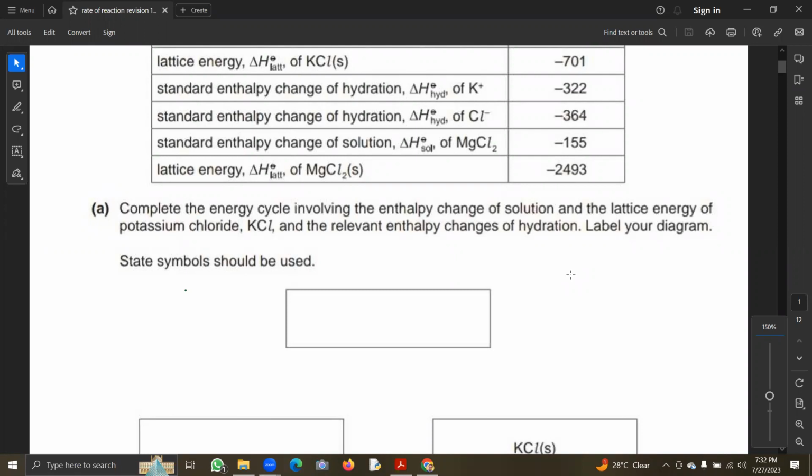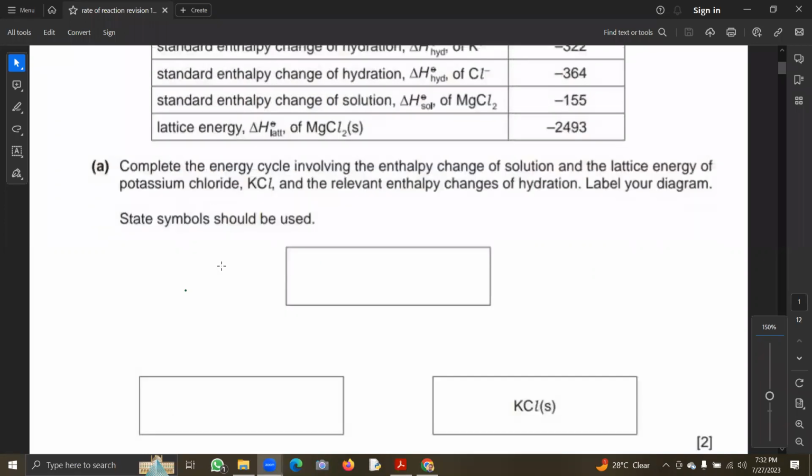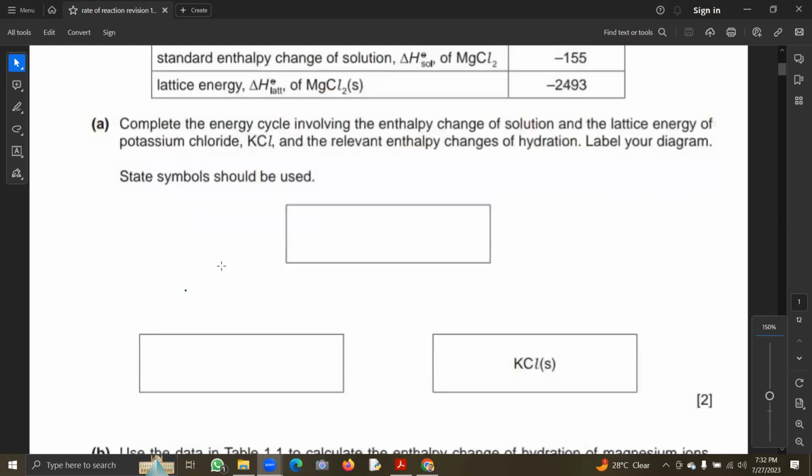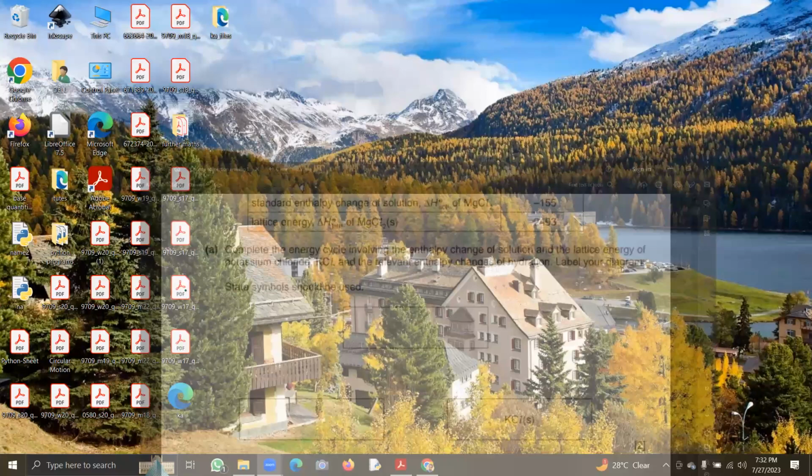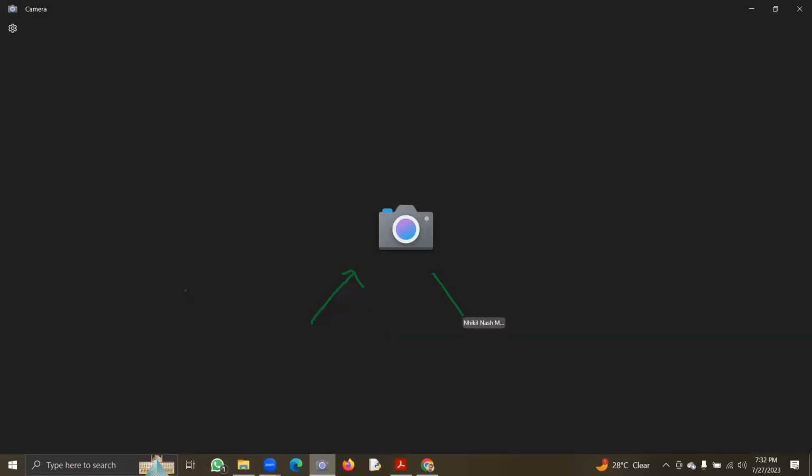Okay. We are revising the chapters we have done for the moment. Now they are saying complete the energy cycle involving the enthalpy of solution, lattice energy, and the other one is hydration. Other one is the hydration enthalpy. Now this is not the format we are used to, so examiners can change it. We are used to this format, but not that one.